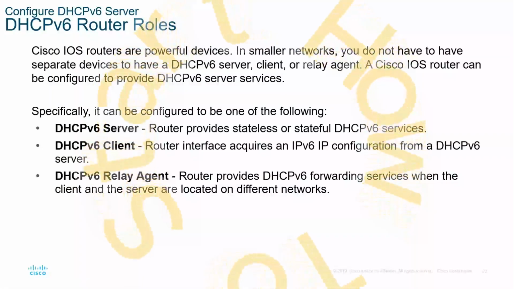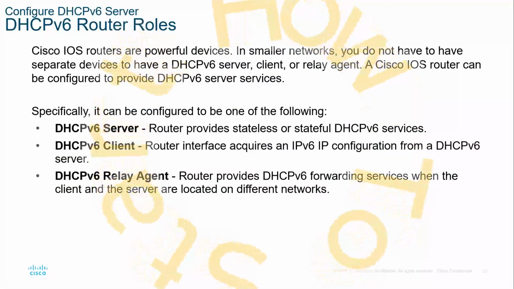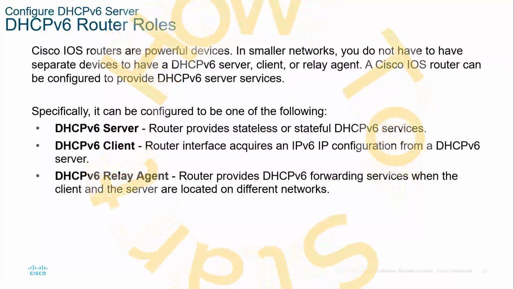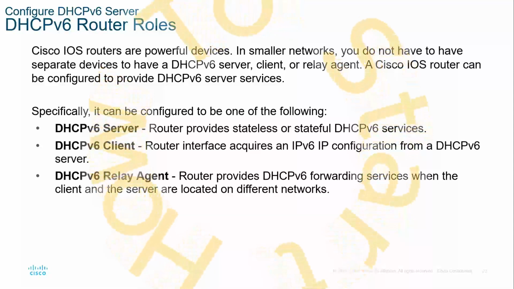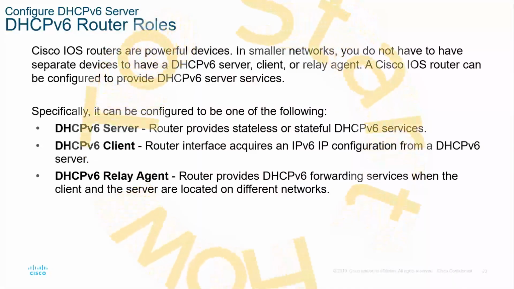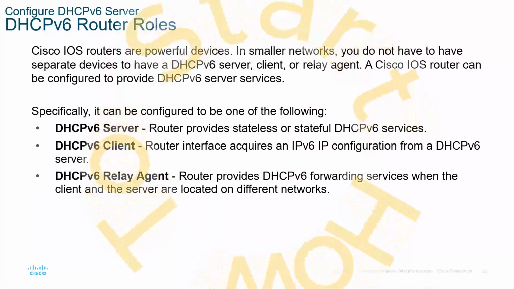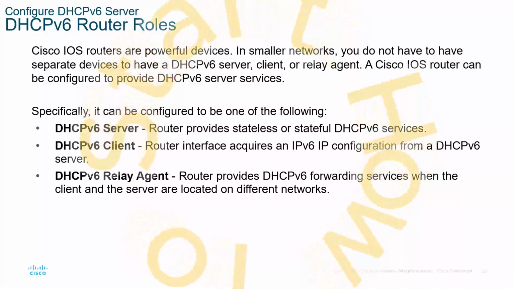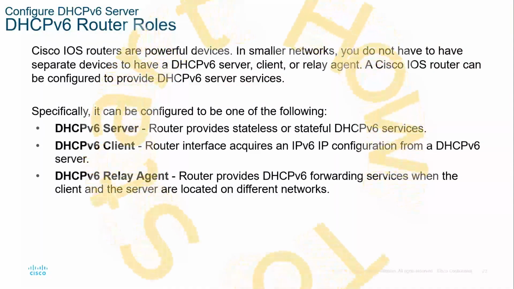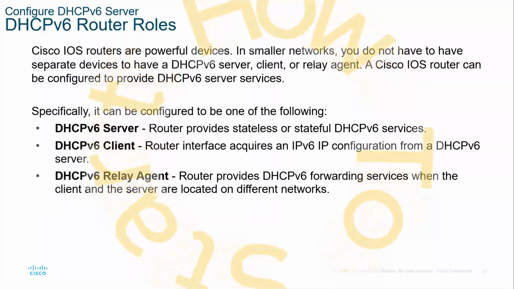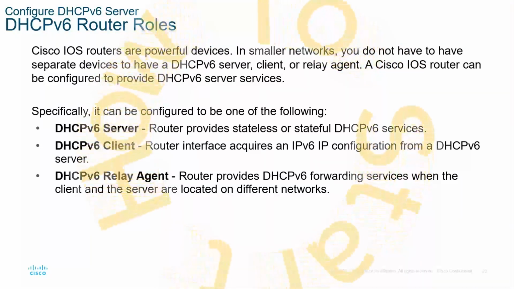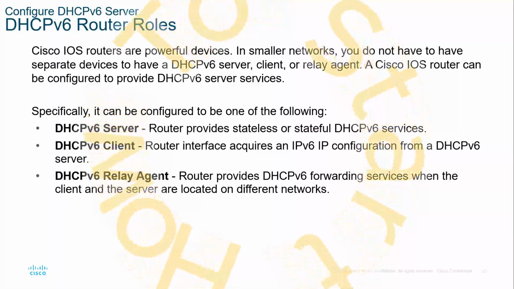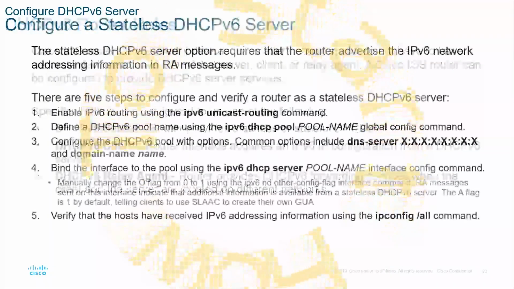We have three specific areas we have to talk about: server, client, and a relay agent. Again, the server provides the stateless or stateful services. The client will basically be the interface acquiring the address automatically or dynamically, and the relay agent will actually provide a bypass to that layer 3 boundary to forward that service to another network.